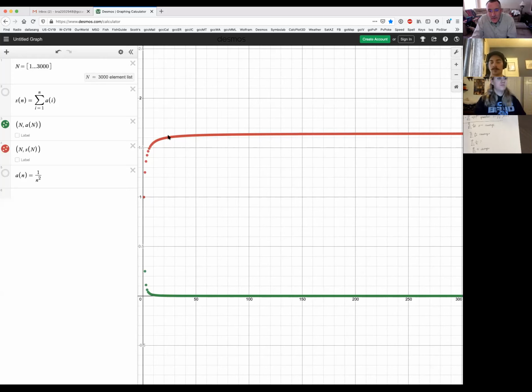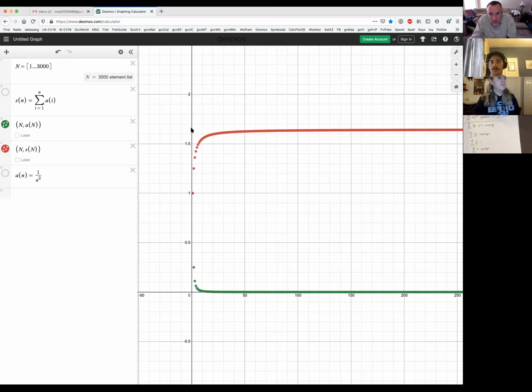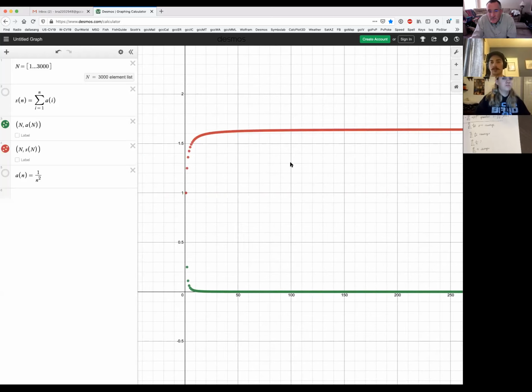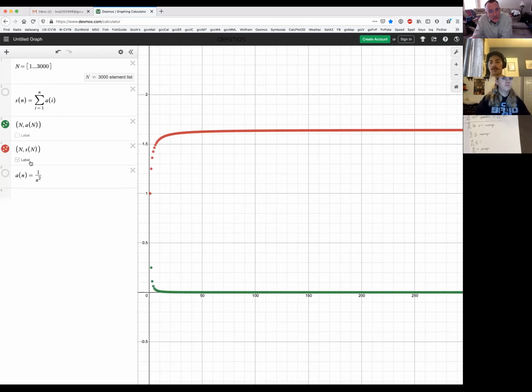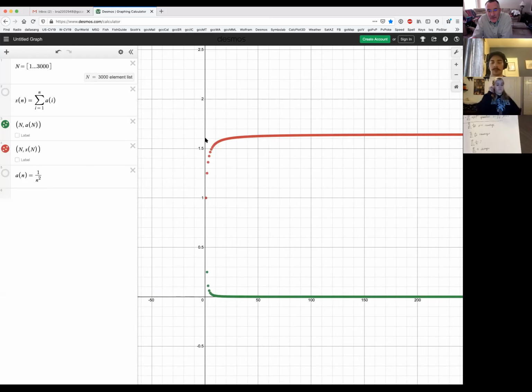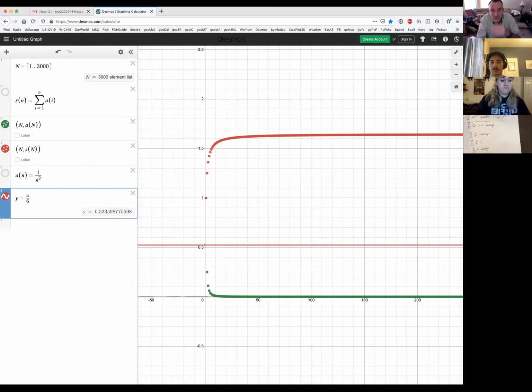I'm going to argue that these level off and that they have a sum. And what's the sum going to be? It's going to be somewhere around 1.7 or so. In fact, you want to know what this number is? I think that number is pi over 6. Nope. I think that number is pi squared over 6.